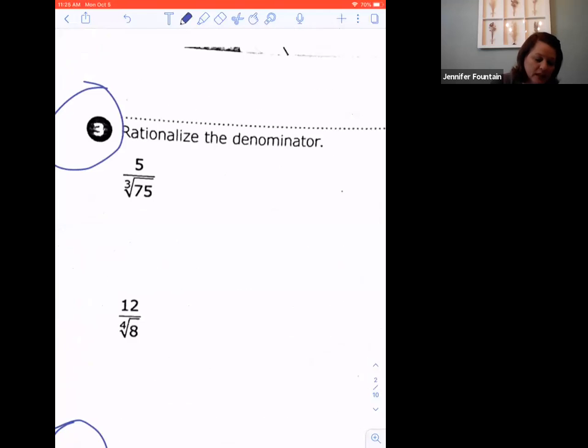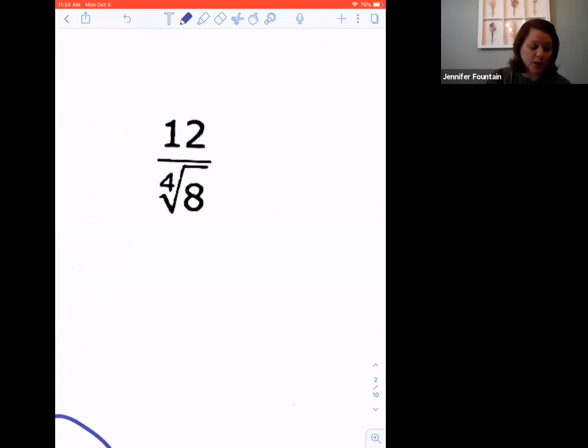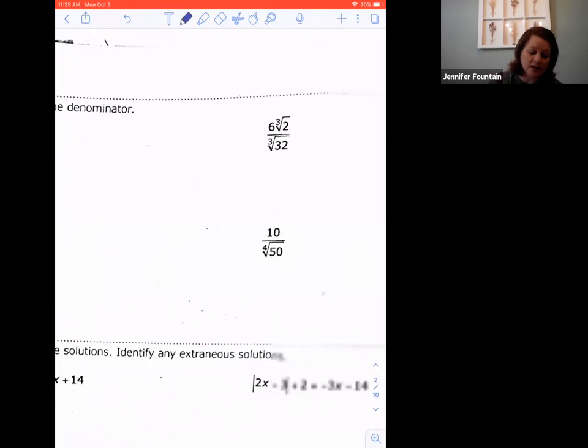So if I have the cubed root of 75 here, how many times am I going to have to multiply to get that cubed root of 75 out of the denominator? How many total times? Good, 3 total times. Look at the one underneath it. 12 divided by the 4th root of 8. How many times am I going to have to multiply the 4th root of 8 over the 4th root of 8? I've got to have a total of 4, so I've got to multiply it 3 more times. I already have 1 in the original problem, so I need 3 more to get that 8 out from under the radical, okay?